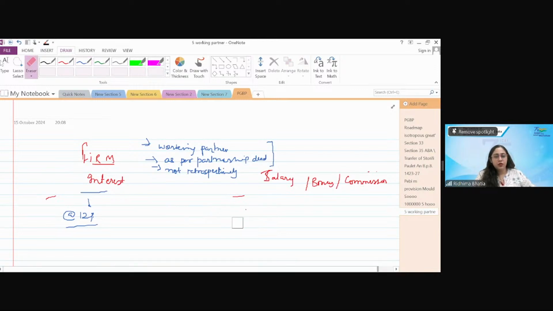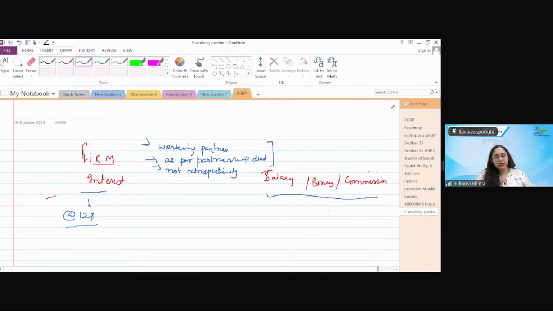Now this thing is done. What about salary, bonus, commission? They all have the same limit. There is only one bracket. You say it bonus, you say it commission, you say it remuneration, you say it salary, whatever name you want to call it as, basic, whatever name. The limits, attention everyone, the limits have been revised from Finance Act 2024. So please pay attention here.